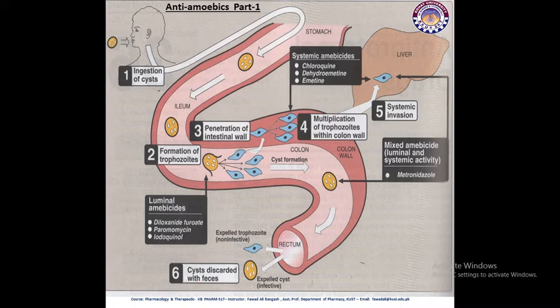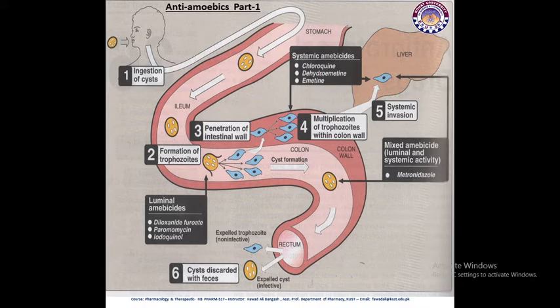There are drugs which act on the different phases to reduce this infection. The formation of trophozoites from the cyst is controlled by the luminal amoebicides like diloxanide furoate and paromomycin, iodoquinol. They block the conversion of cyst into trophozoite, so cysts are normally excreted in the feces and do not invade the systemic circulation or the liver.